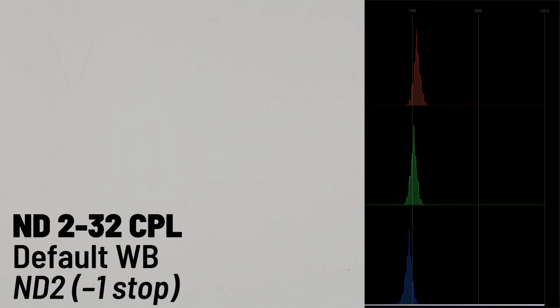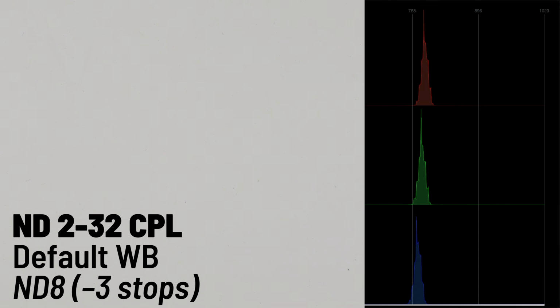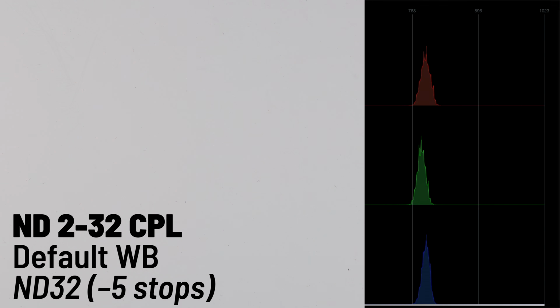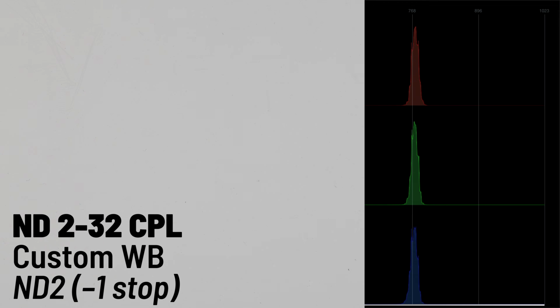Next up is the ND2-32 CPL. It actually has a little bit less of a shift than the standard ND2-32, and again, this can easily be compensated for with a custom white balance. Notice as we get up to ND32 that there is a slight increase in the blue channel, but given that this is a polarizer filter, which can enhance the blues in the sky and water, that's not very surprising.